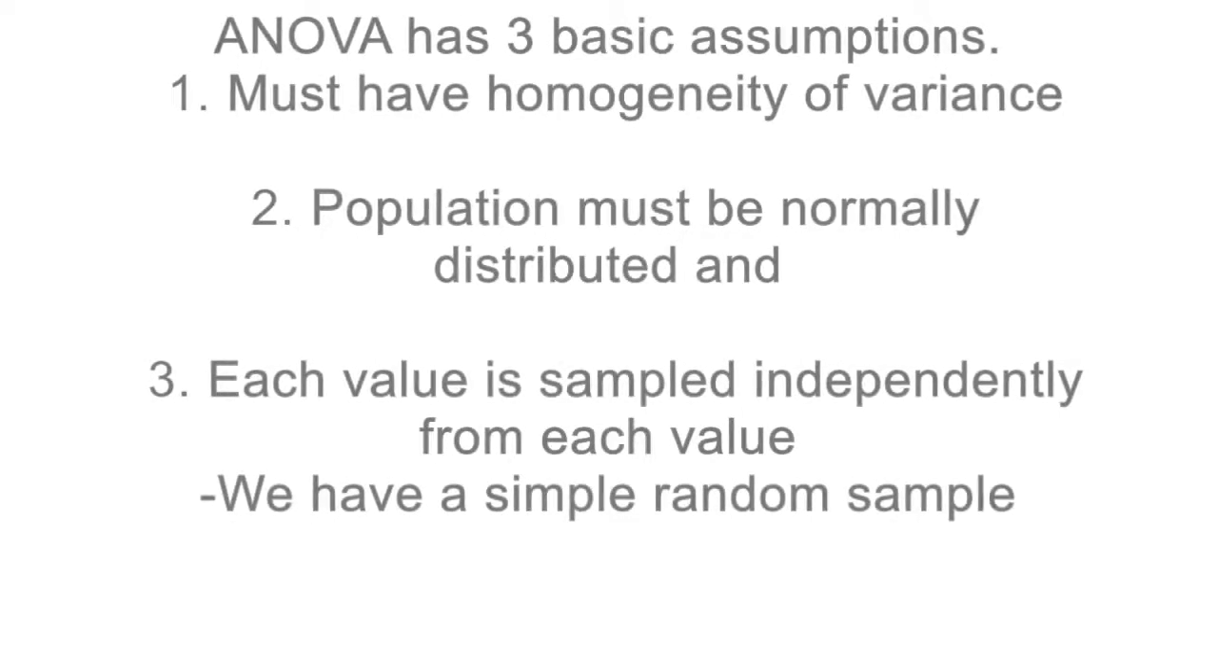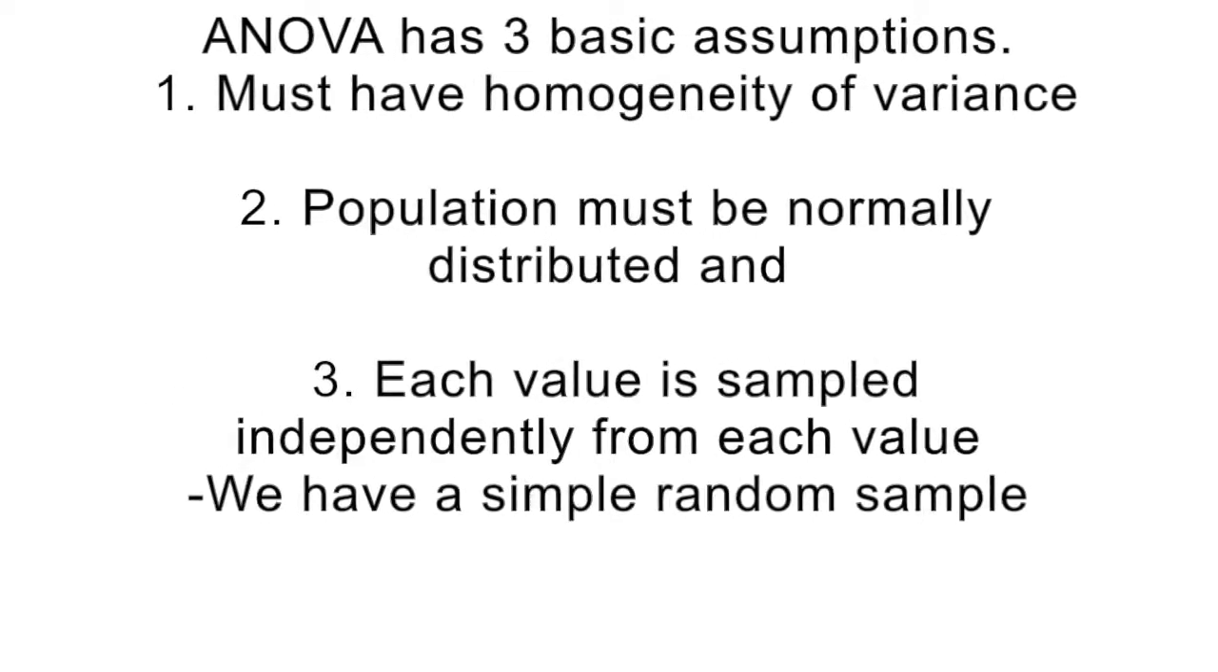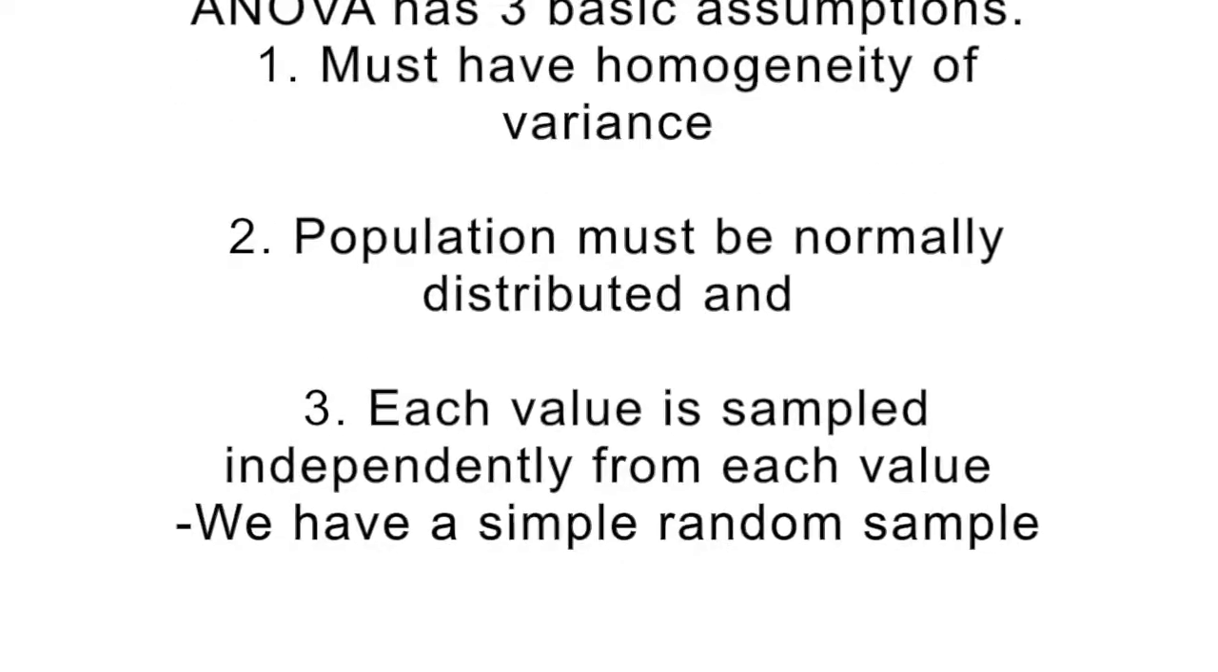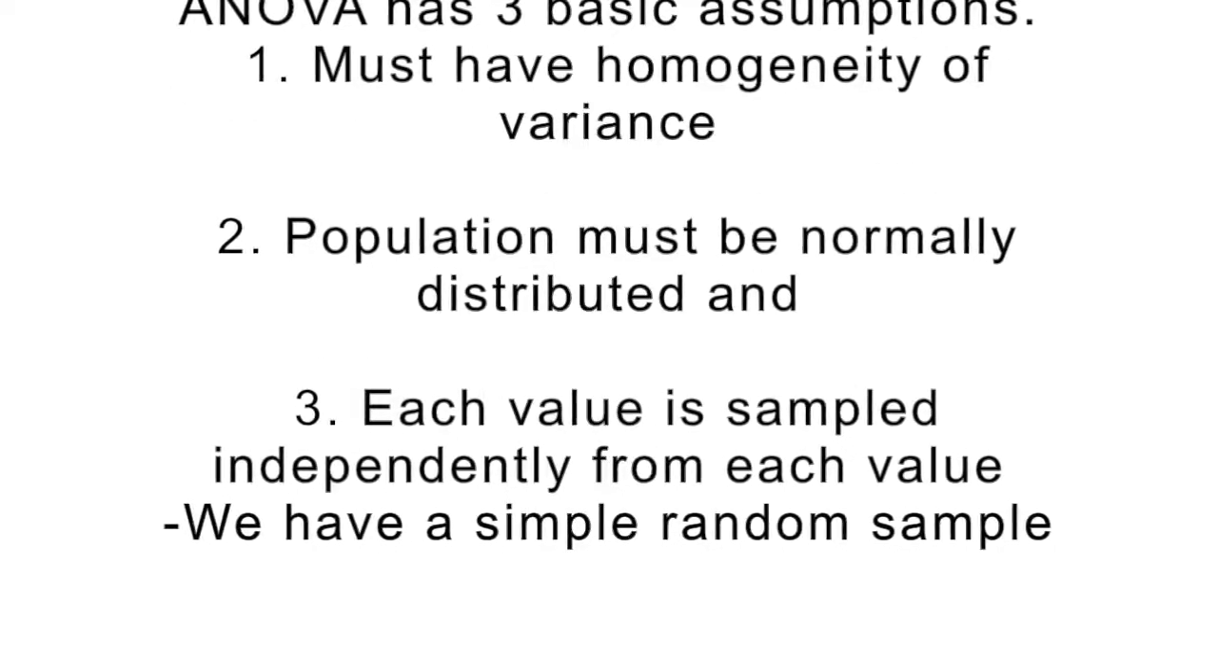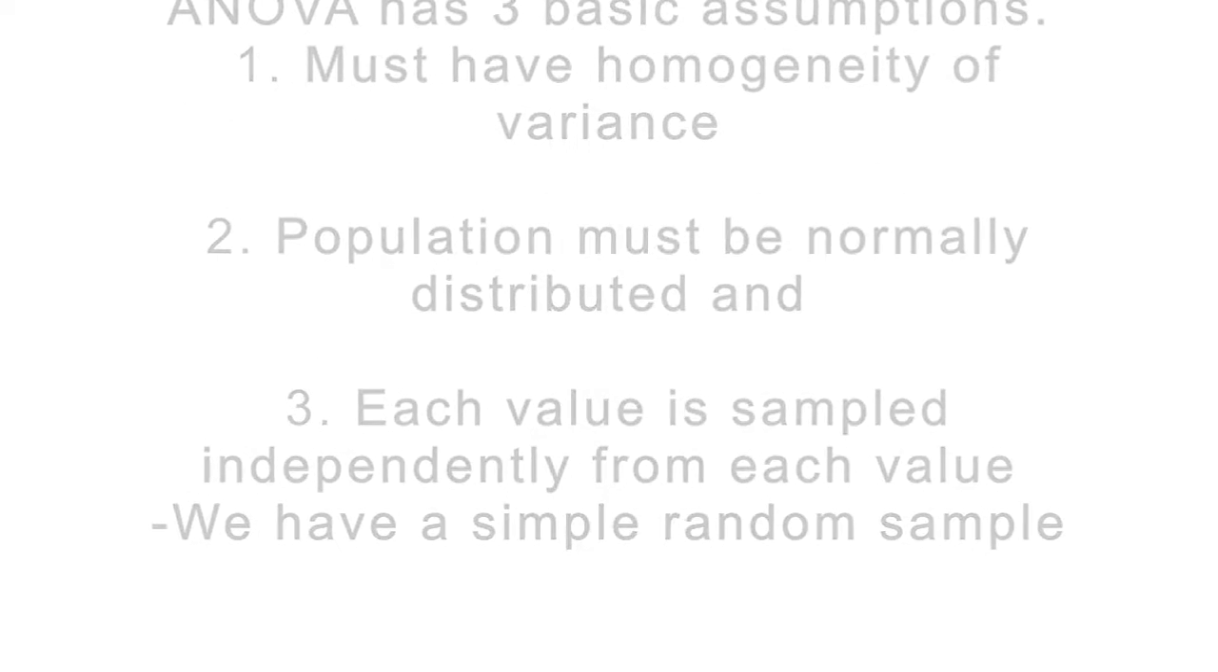ANOVA has three basic assumptions. Number one, it must have homogeneity of variance. Number two, populations must be normally distributed. And three, each value is sampled independently from each value, so we have to have simple random samples.